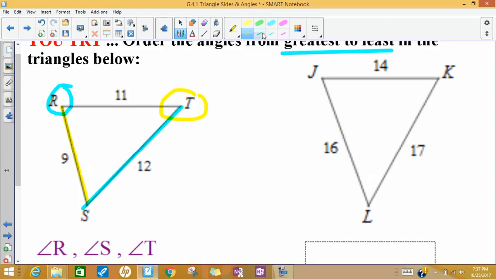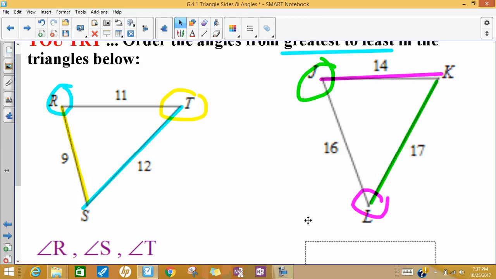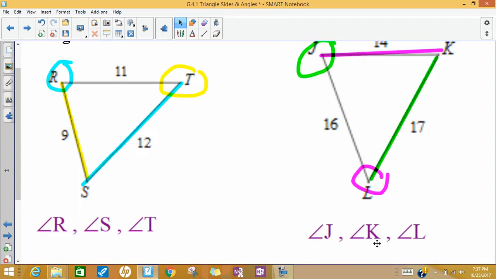I'm going to do the same thing for this one. 17, LK is my biggest side, making J my biggest angle. 14, JK is my smallest side, making L my smallest angle. And so I'll list these, angle J, angle K, angle L, from greatest to least, biggest angle to smallest angle.